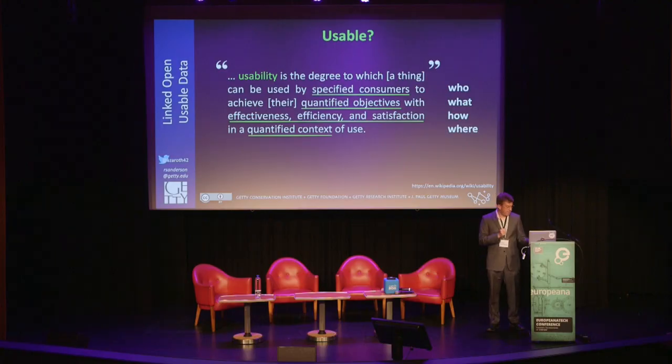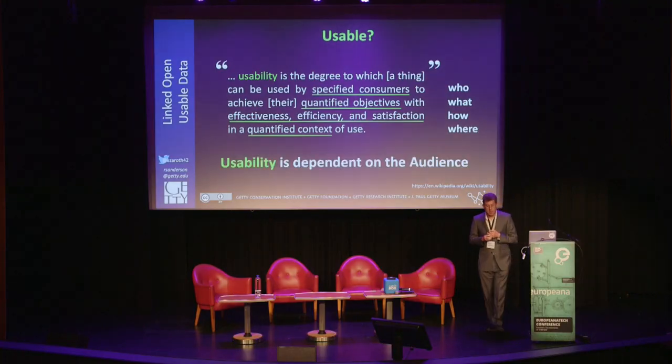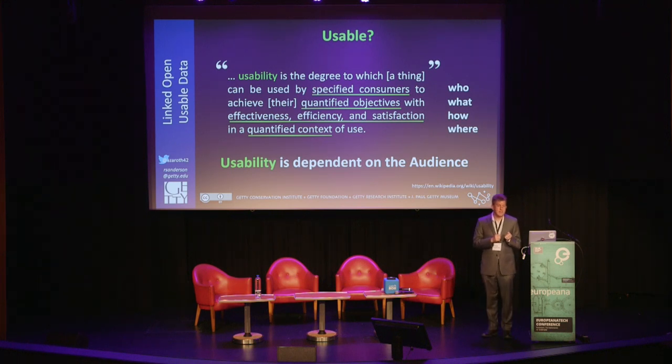So, unlike the very objective publishing five stars, we really need to take into account these factors for determining usability of the content by consumers rather than by the publishers. So the key takeaway here: usability is defined by, and dependent on, the audience rather than on the publisher, who is consuming it rather than who is putting it out.